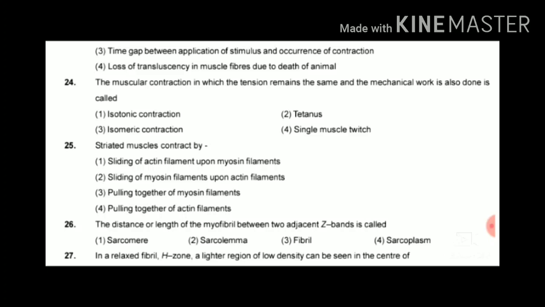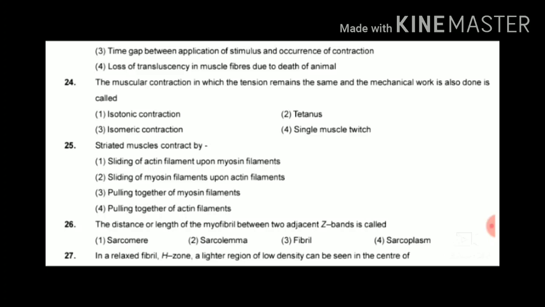Next is question number 25. Striated muscles contract by: number 1, sliding of actin filament upon myosin filament. Number 2, sliding of myosin filament upon actin filament. Number 3, pulling together of myosin filaments. And number 4, pulling together of actin filaments. And the answer is option number 1, sliding of actin filament upon the myosin filament.